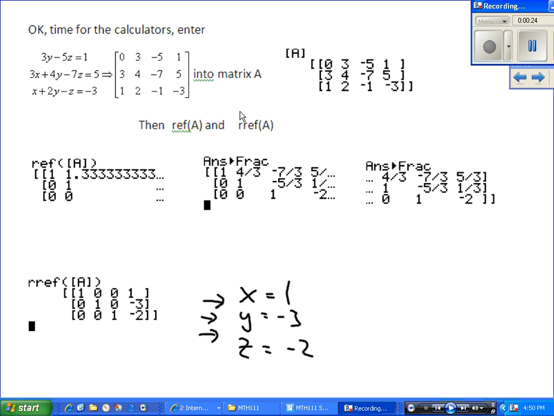And then we're going to enter this as a 3 by 4 matrix. So just hit enter after each entry. 3, enter, 4, enter, 0, enter, 3, enter. When you've got all the elements in, second quit to get out of there.